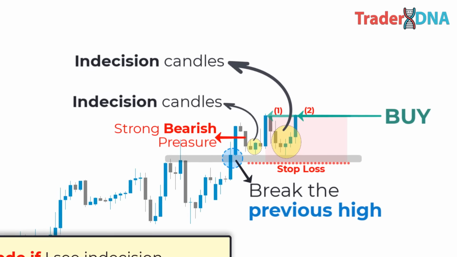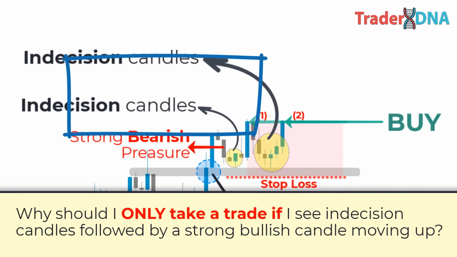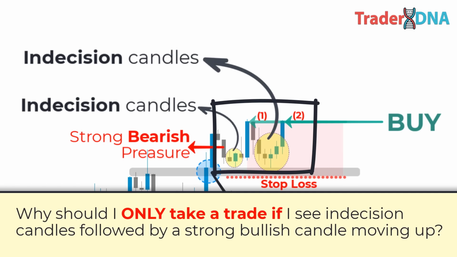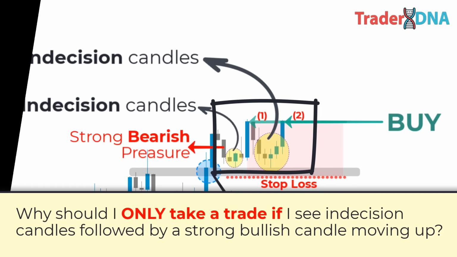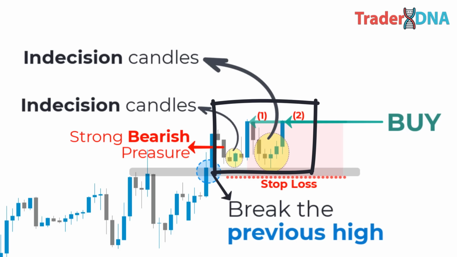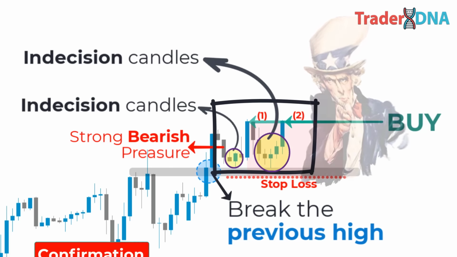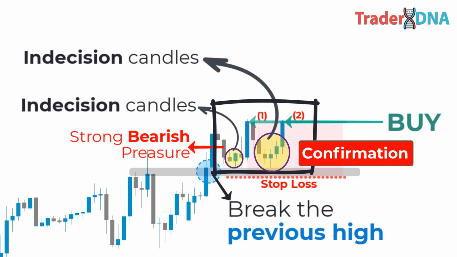Now, you might be asking, why should I only take a trade if I see indecision candles followed by a strong bullish candle moving up? That's an awesome question. And here's the secret. Never take a trade unless you spot both of these confirmations. Why? Because the market needs to clearly establish a level showing us it's actually committed to continuing the bullish trend. When you see indecision candles holding above the support area, that's the market telling you, hey, I respect this level. And that, my friends, is what we call confirmation. And if there's no confirmation, there's no trade.